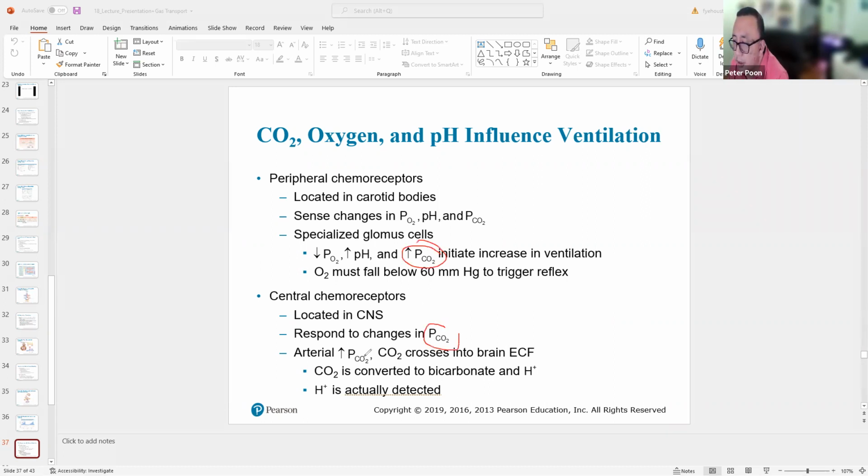CO2, CO2, CO2. In the peripheral chemoreceptors in the blood vessels, you can measure O2, you measure pH, you measure CO2, but the predominant one is actually CO2. Oxygen must fall below 60 millimeters of mercury to trigger the reflex. That's really, really hard to do. That's not normal.